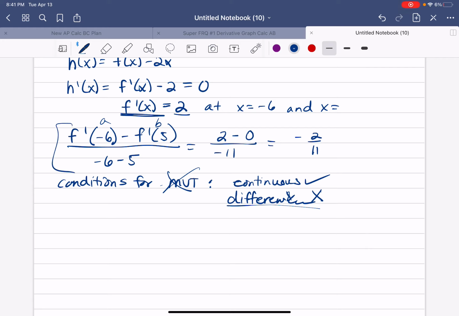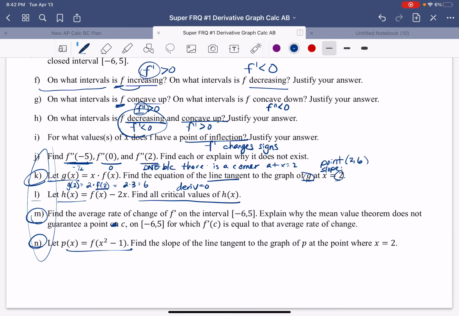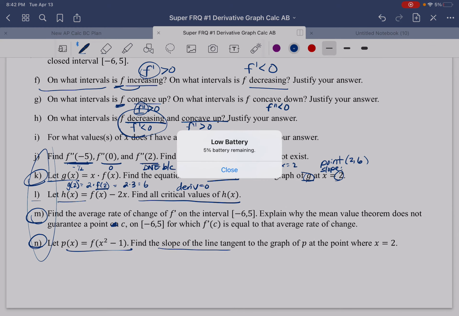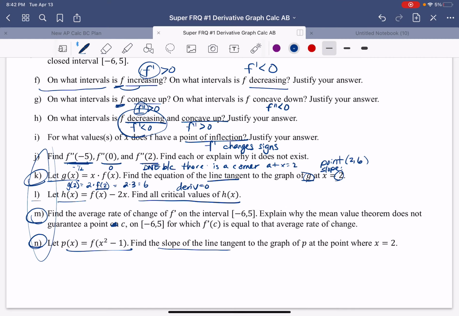Part N. Ooh, yes, this is a good one. So I have P of x is equal to f of x squared minus 1. And they're asking, find the slope of the line tangent to the graph of P at the point where x equals 2. So they pretty much want to know, the slope of the tangent line is P prime. So they want to know what is P prime of 2.